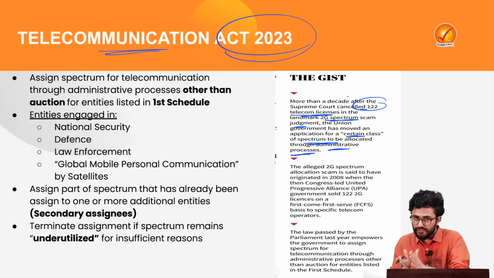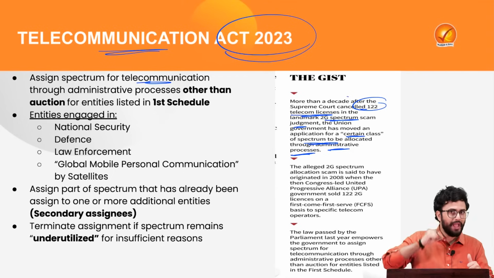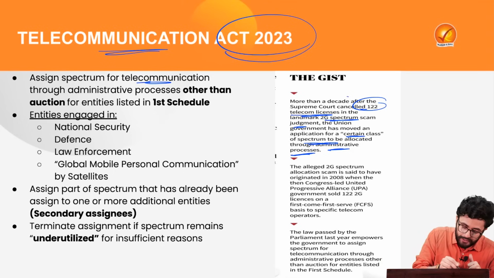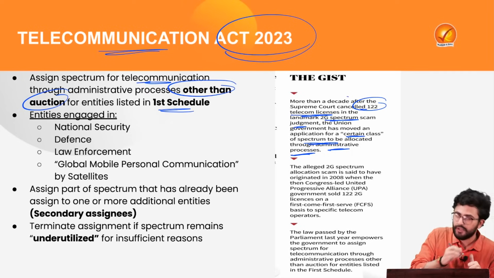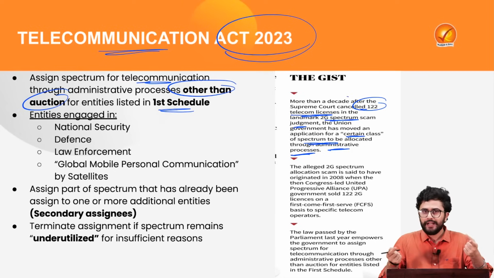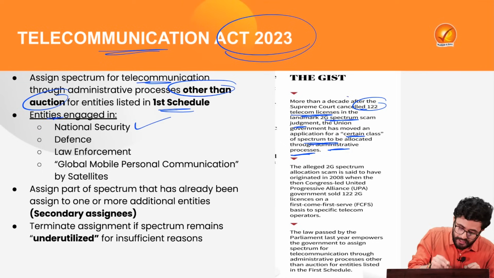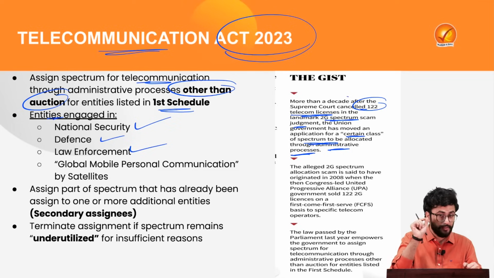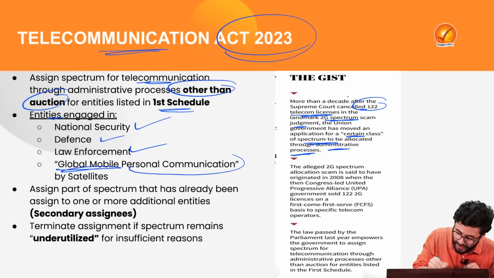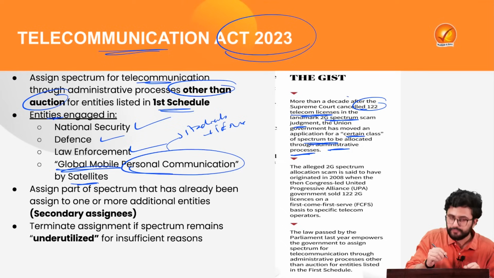Now, what the government is trying to do is assign the spectrum for telecommunication through administrative processes other than auction for entities which are listed in the first schedule. And which are the entities listed in this first schedule? The entities engaged in national security, defense, law enforcement, as well as, keep this in mind, global mobile personal communication satellite services such as Starlink of Tesla.